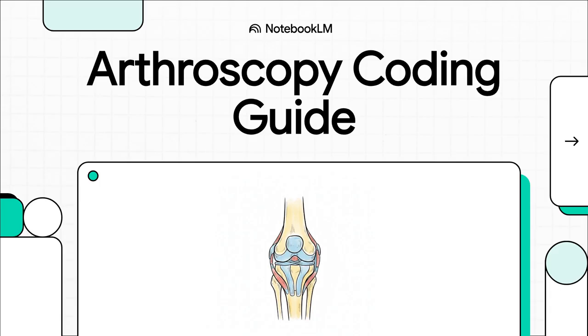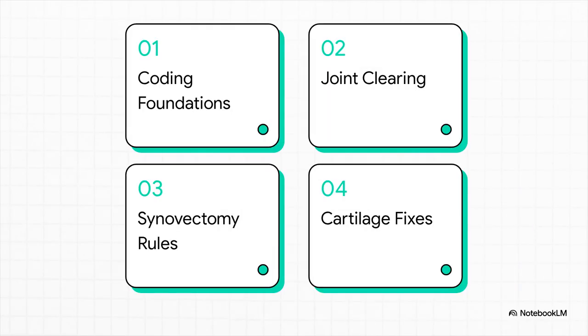Let's jump in. Here is our quick roadmap for today. First, we'll navigate the general arthroscopy coding minefield. Then look at washing and clearing joints. Dive into the incredibly strict synovectomy rules. And finally, wrap up with cartilage and misalignment fixes.